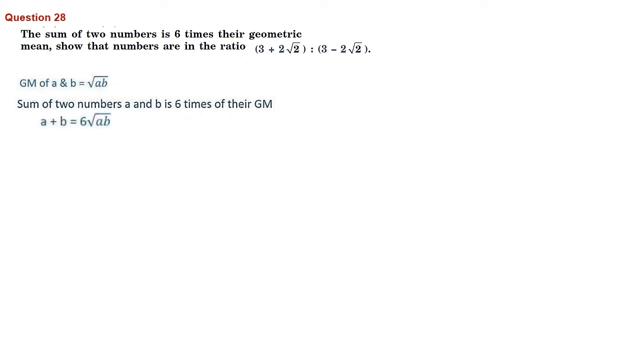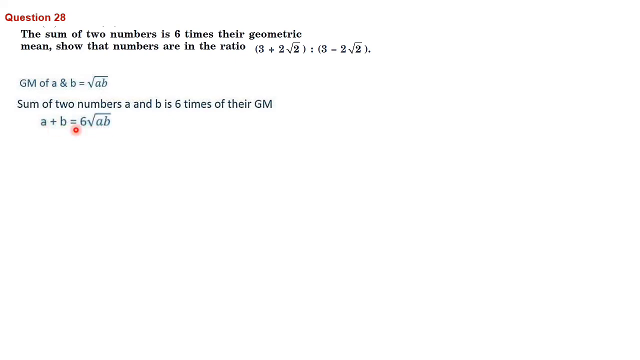So we have to show that the required numbers are in the ratio 3 plus 2 root 2 is to 3 minus 2 root 2. Consider two numbers a and b. Their geometric mean is root of ab. The sum of the two numbers a and b is 6 times their geometric mean. As per the given condition, a plus b is equal to 6 into root of ab.